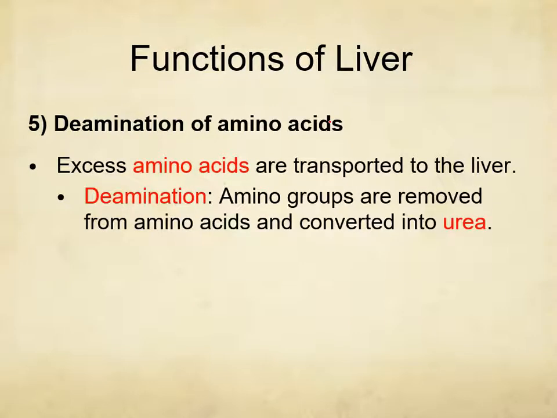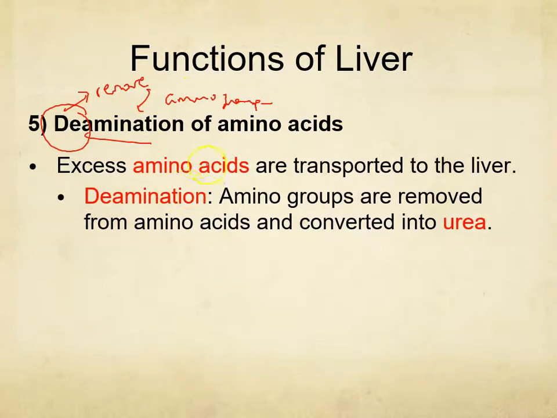Now, the next function of the liver, which is also very important besides the regulation of glucose, is the deamination of amino acids. So we see this word again. De means remove. All right. And what do you mean by deamination? That means it's removing the amino group.